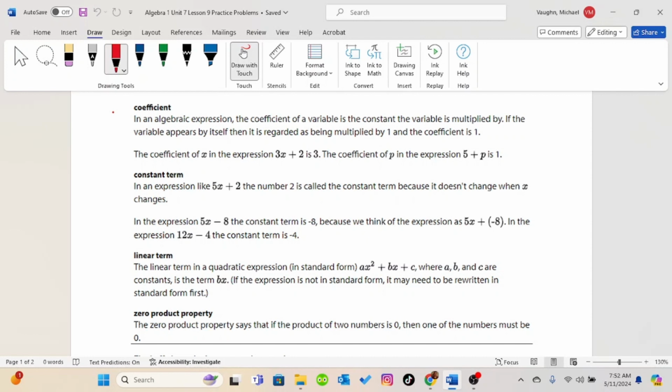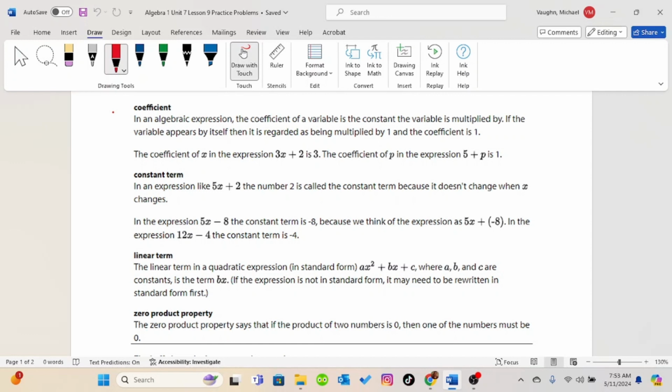The first term is coefficient. This is talking about a number that is being multiplied by a variable. In their example, 3x plus 2, the coefficient is 3. And in 5 plus p, the coefficient is 1.